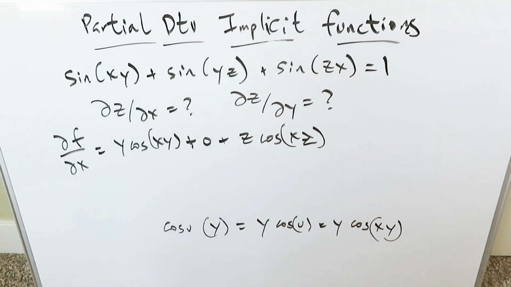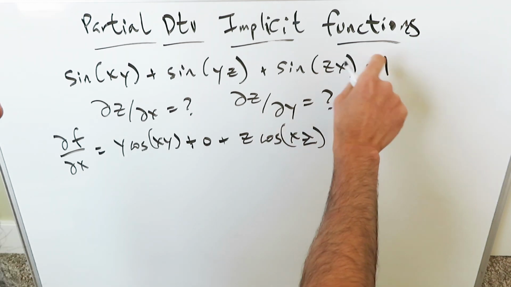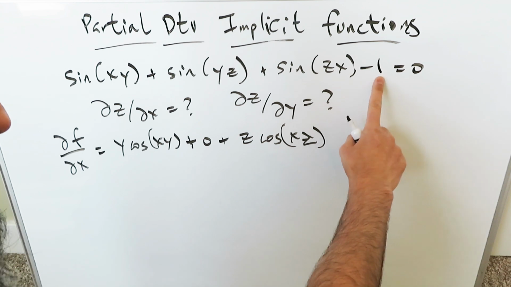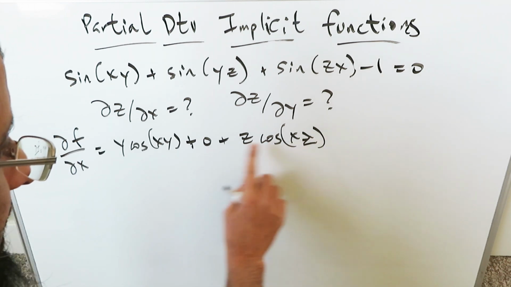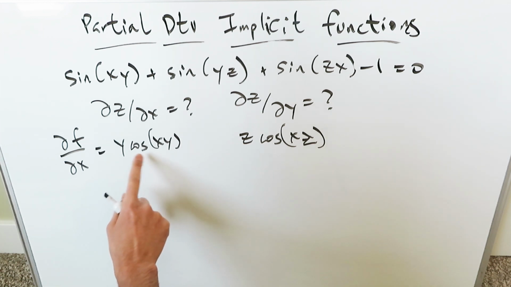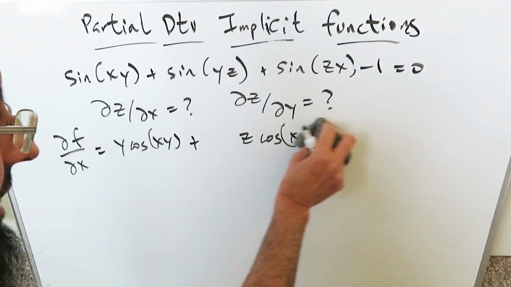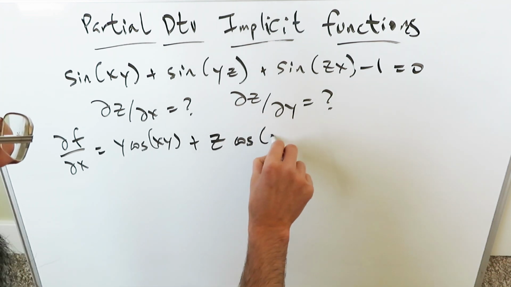And that part is done. You could have technically pushed this 1 onto the other side, and you're looking here at a minus 1 is equal to 0. When you're doing the partial derivative of the minus 1, it's irrelevant, so you don't even have to bring it in. This right here, 0 is irrelevant. When I combine everything, I have a y cosine xy plus z cosine xz, which I'll rewrite again here, but again better, z cosine xz.